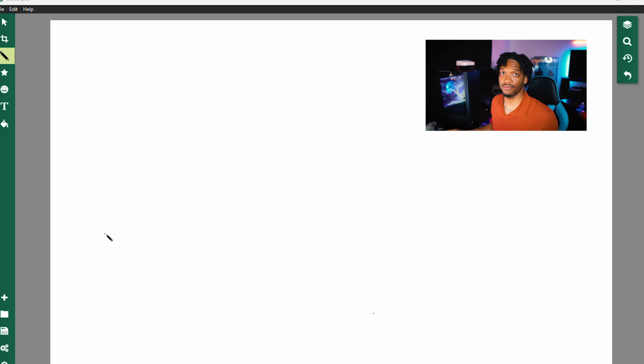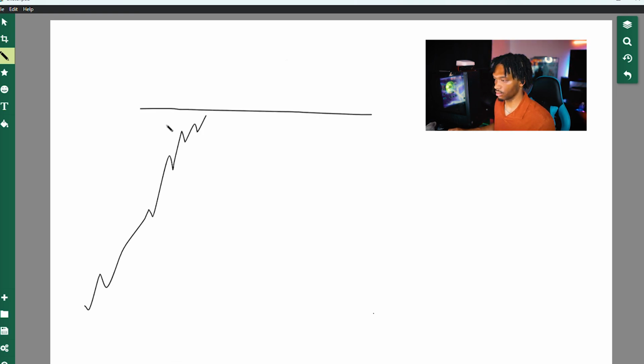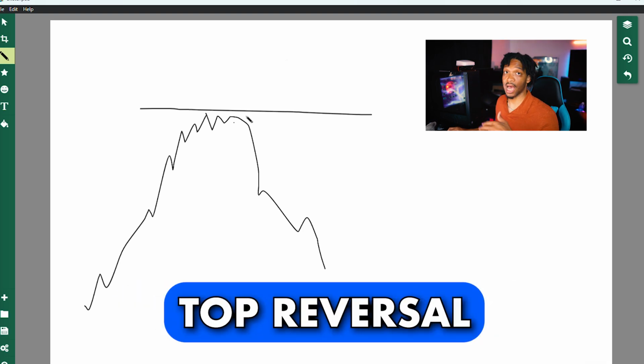First things first, if you don't know what a bottom or top reversal is, let me explain it to you really quick because it's actually very simple. A top reversal is when we're on the uptrend, and then obviously we hit a wall or level of resistance, and then we reverse. This is a top reversal, because we came to a top and then we reverse back down.